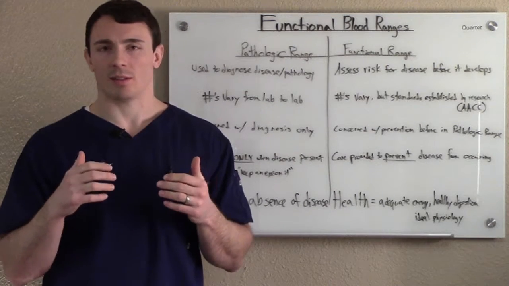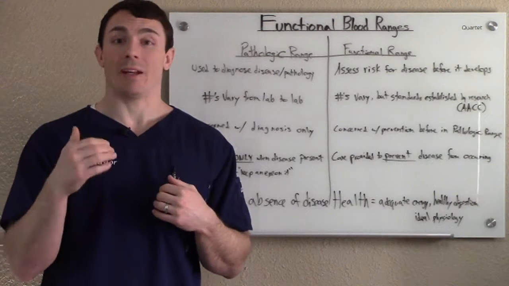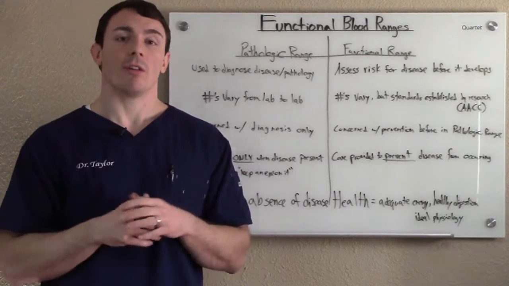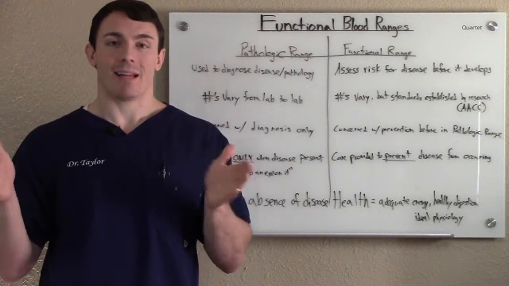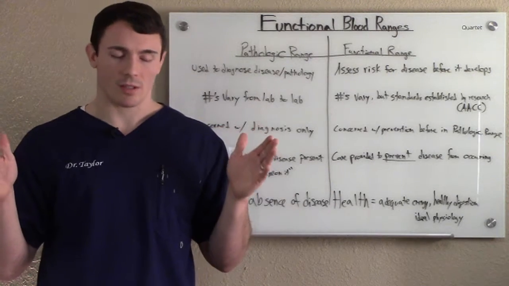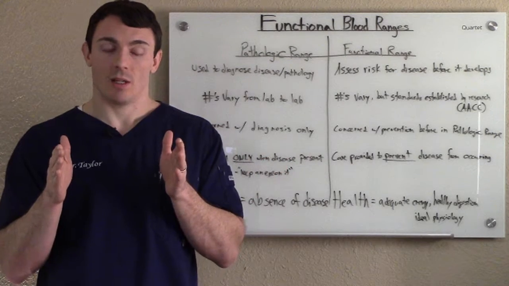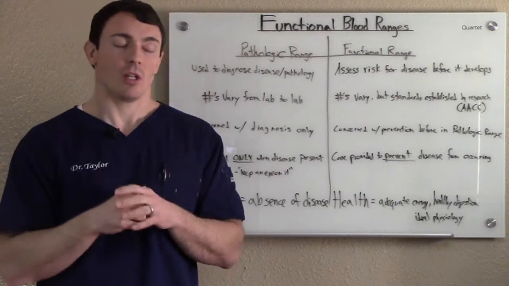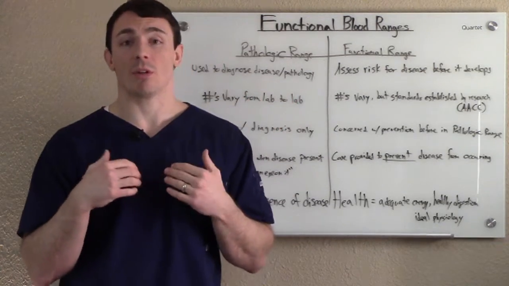We're going to use one blood marker as an example throughout this video: ALT, typically a liver marker. The pathologic or lab range is typically 7 to 56. So a big range, 7 to 56, where the functional range is 10 to 26. Quite a bit of difference between the two. The functional range is used to assess the risk for disease before it develops.